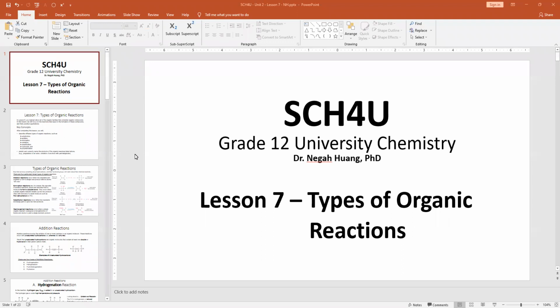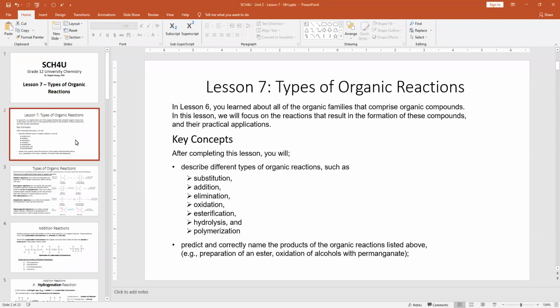Okay, so today's lesson is on the types of organic reactions. Last lesson, we talked about all of the different organic families that comprise all the different organic compounds. And in this lesson, we can focus on the reactions that result in the formation of these compounds and talk about some of their practical applications.